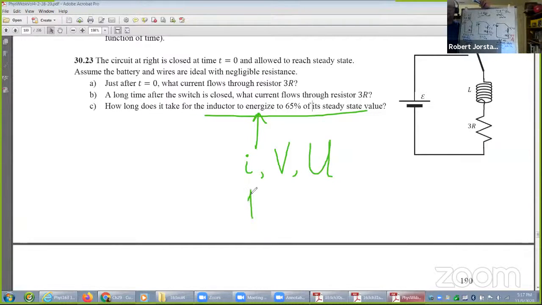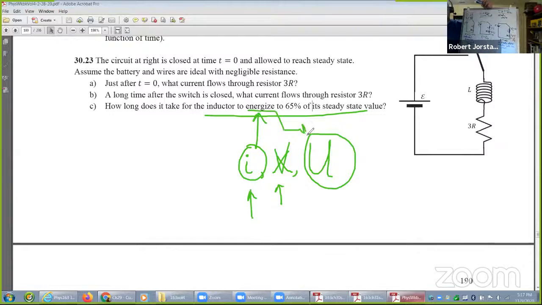These ones are pretty straightforward. We could talk about this. I would argue this one maybe isn't so great, but it's unclear whether I meant current or energy here. Now, as written, when I see energize, I'm going to guess I meant U here. So just to be clear, we could solve for both of them, right? Let's do both of them.